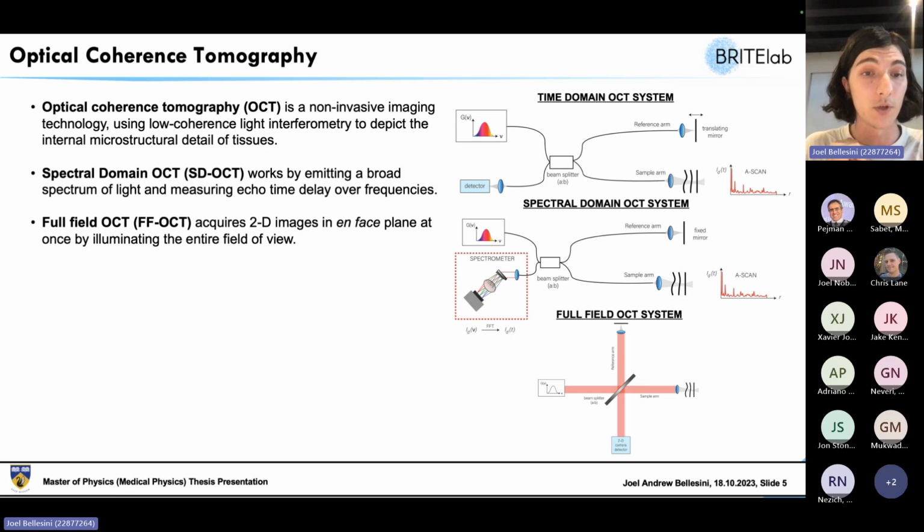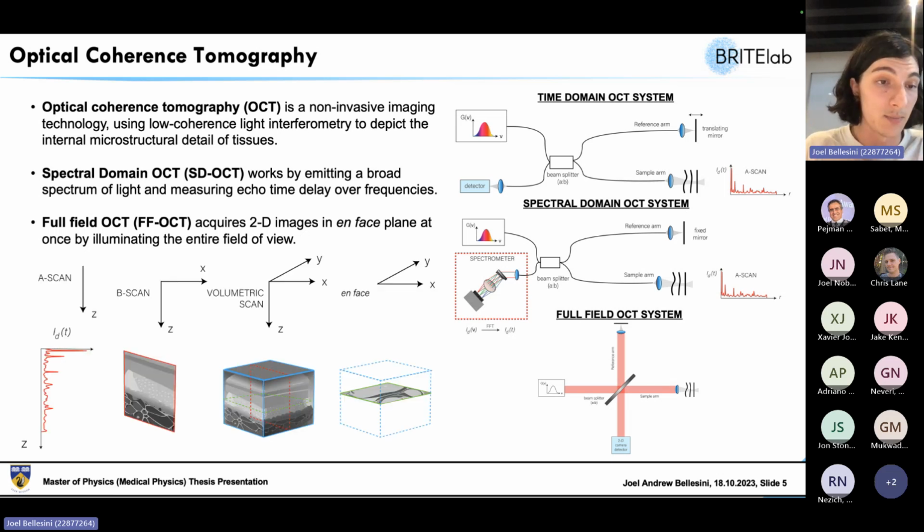Finally, there's also full-field OCT, which is another method of OCT in which entire two-dimensional images can be obtained all at once in the en face plane, so in a face-on plane, by illuminating the entire field of view. The backscattered light is then detected by a camera or a 2D array detector. As I mentioned, this lacks depth information, but it does allow acquiring of two-dimensional images all at once.